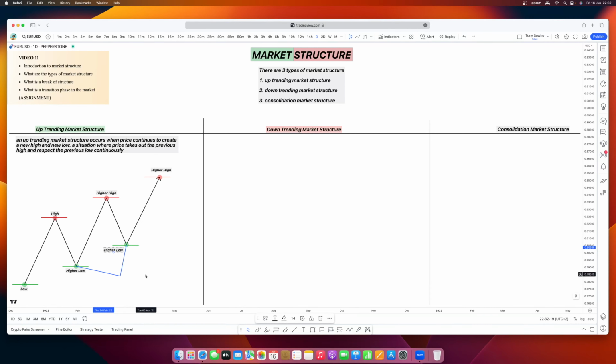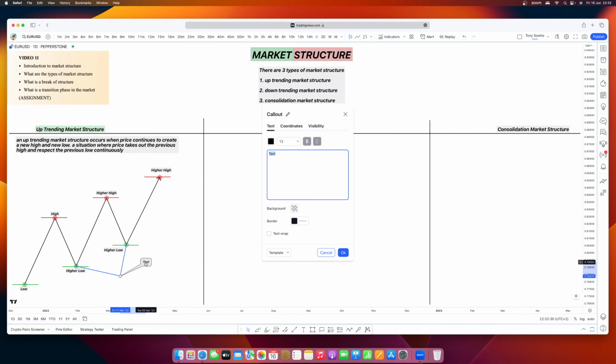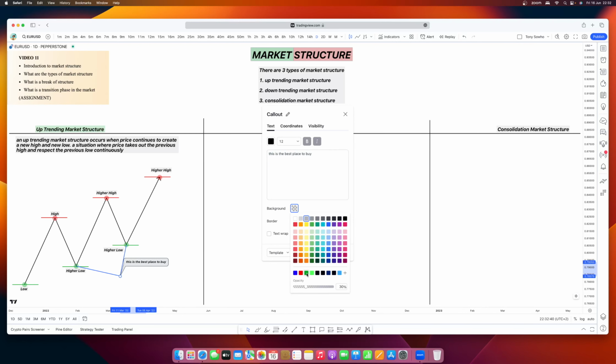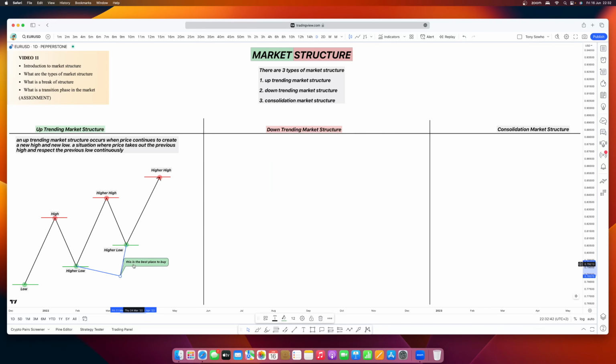So in an uptrending market now, the only place you want to be buying, or the best place to buy, is at the higher low. So we can come here and do this. This is the best place to buy. That's it. So we can just make this also green since we are looking to buy. So this is the best place to buy. If you want to buy any asset at all, make sure that you are buying at the higher low. That is the best place to buy.